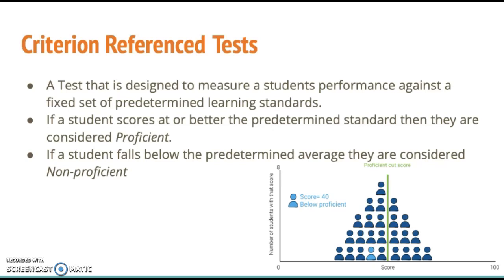As you can see, the image in the bottom right-hand corner shows the amount of students that are proficient compared to below proficient. The students that fall to the left of the line are considered non-proficient, and the ones to the right are considered proficient.